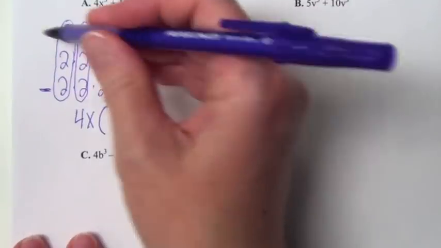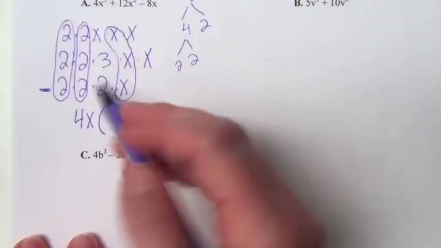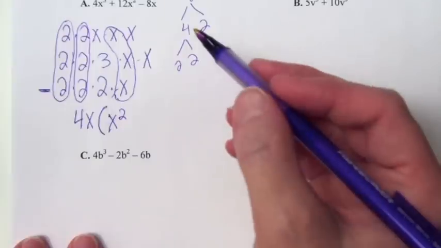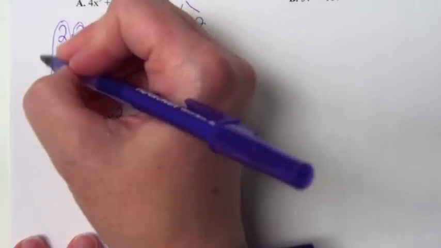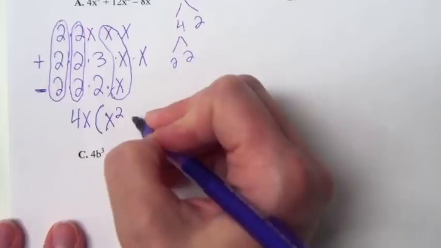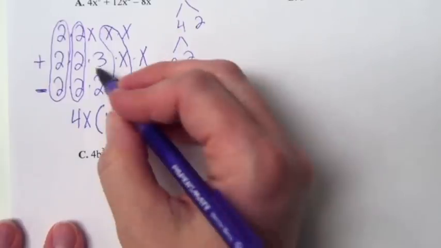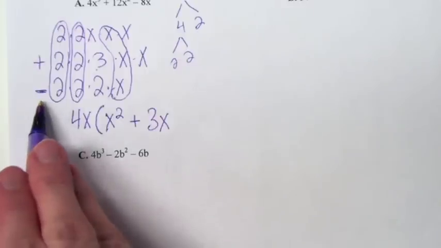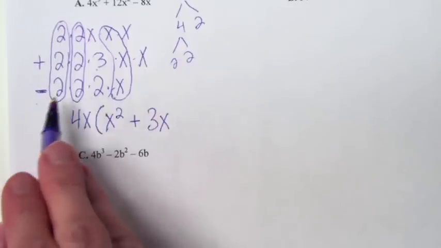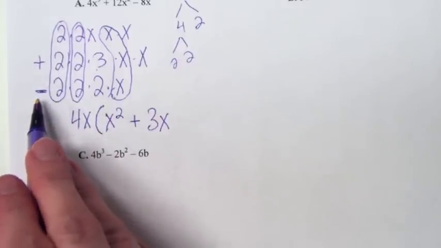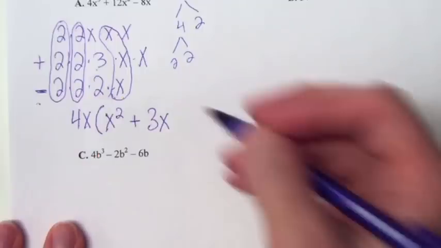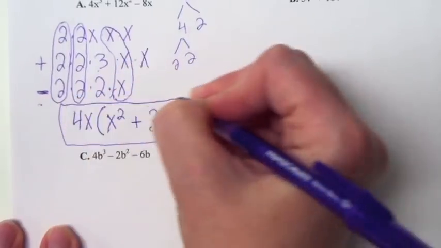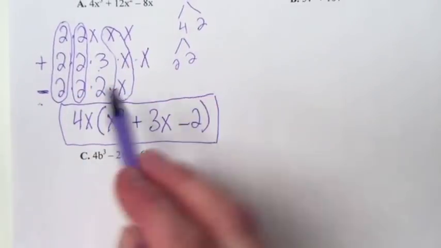So on the top, the first term, we have an x squared left. So we write x squared. Okay. Then we have a 3x. Now, this is plus out here, so my next sign is plus. So it's plus 3x. Here we have a minus out here, so we have minus 2. So we're going to write minus 2. And this is how you factor out a monomial out of this polynomial.